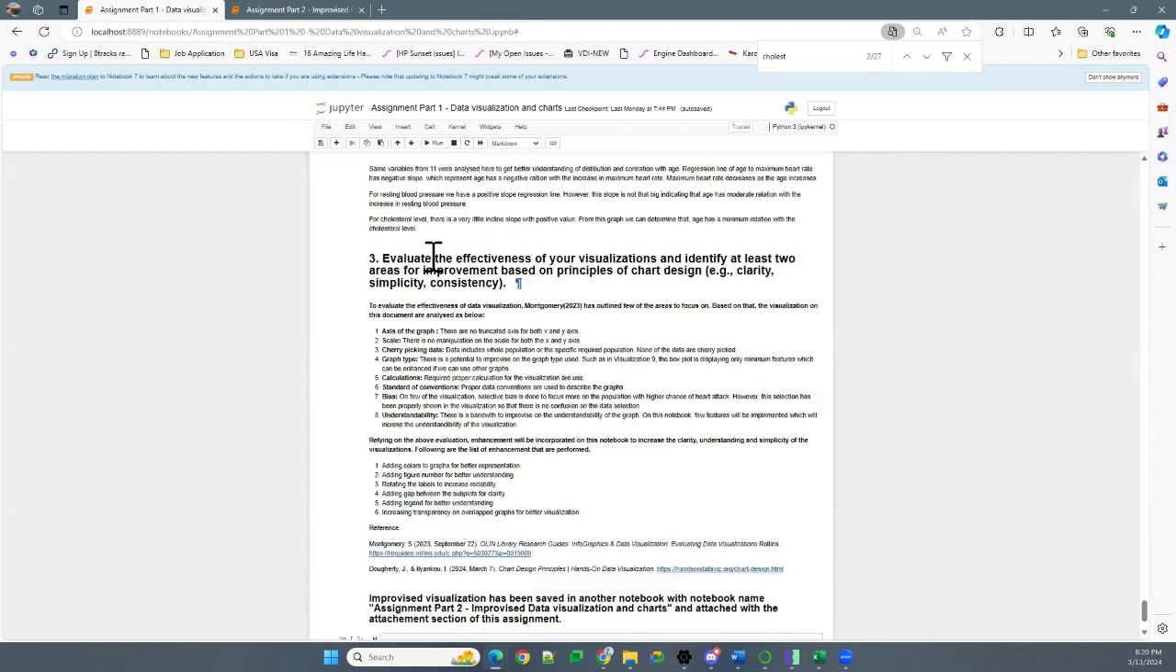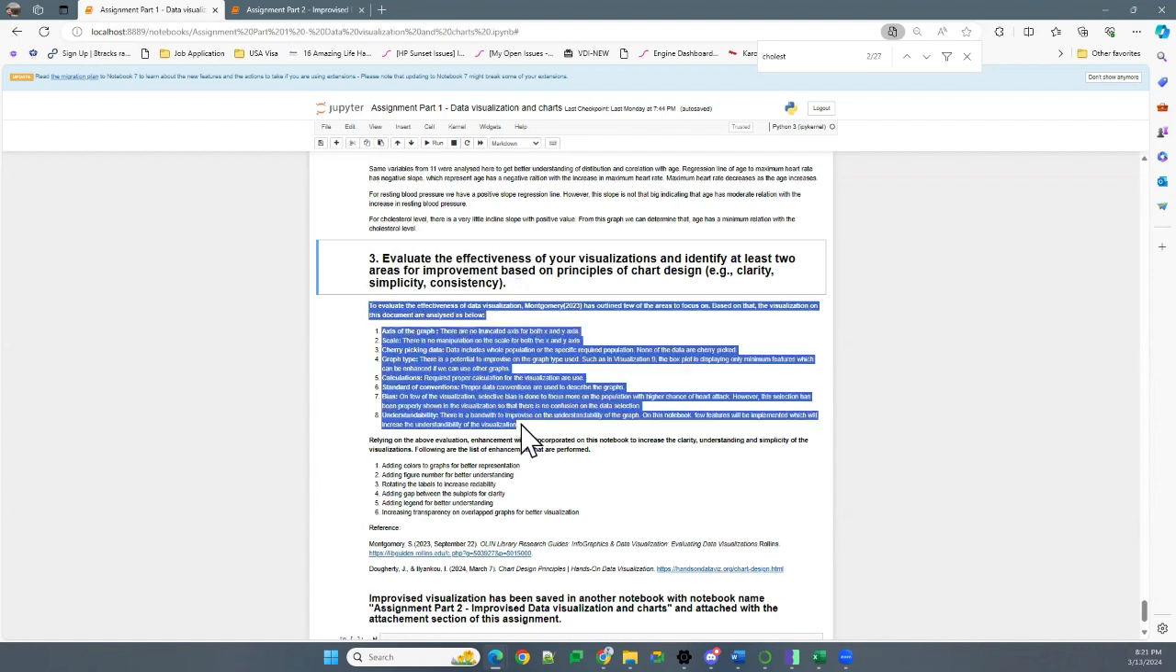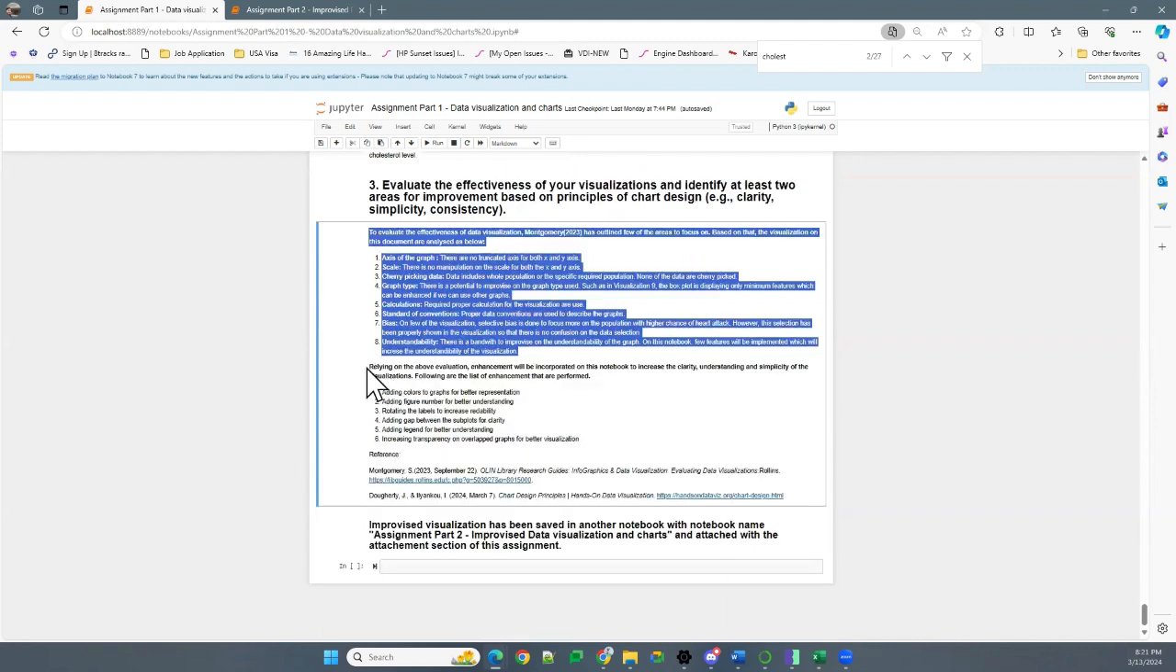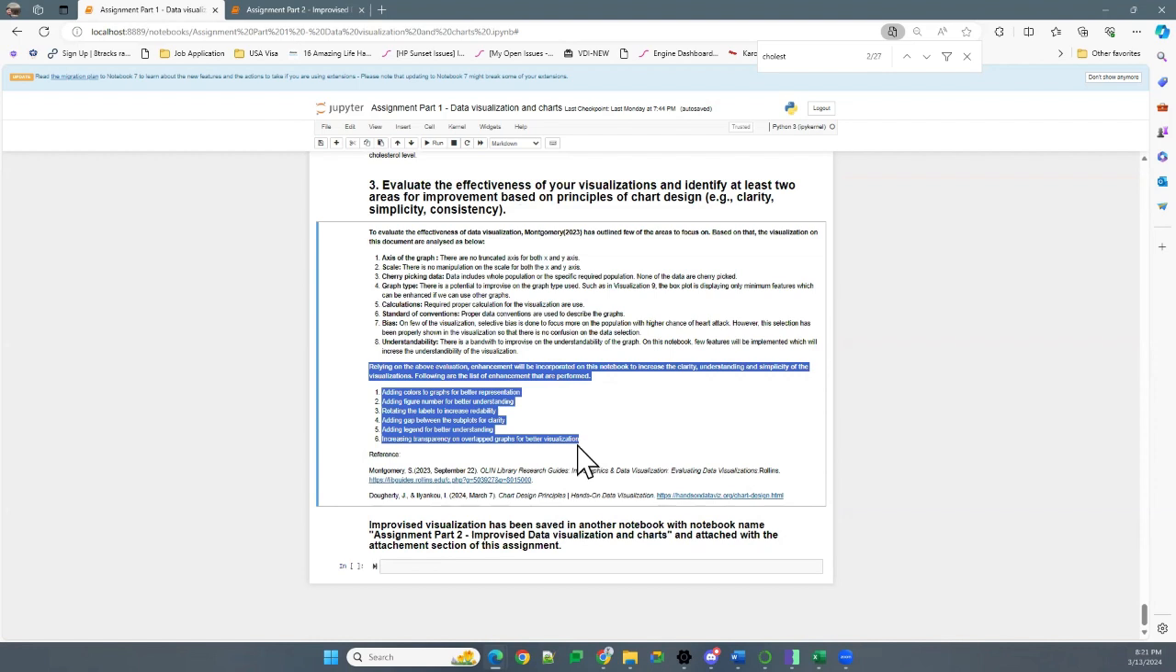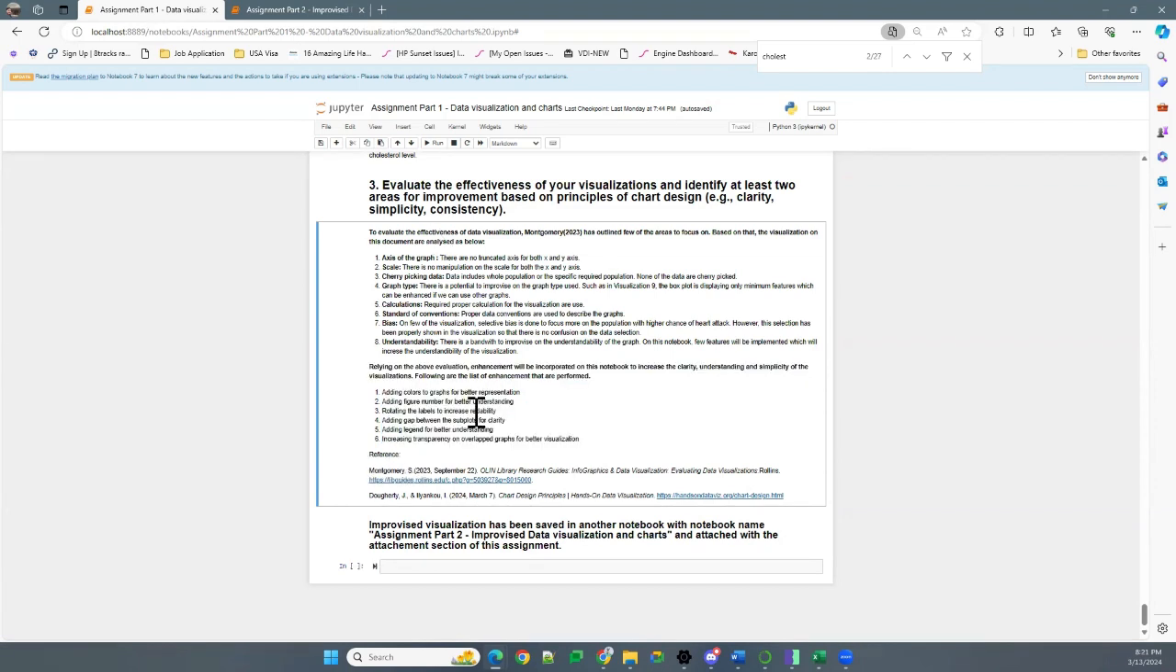and it's the evaluation of the effectiveness of the visualization. I have mentioned the effectiveness of my visualization in this section, and what I did to improvise my visualization in this section. I have referenced this part over here, and I have mentioned that I have another document for the rest of the part. So let's move to assignment part 2.